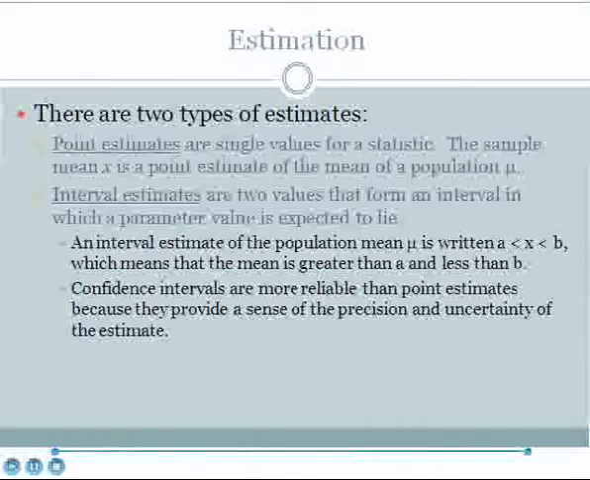An example of an interval estimate for a population mean mu is written A less than mu less than B, which means that the mean is greater than A but less than B. A confidence interval is more reliable than a point estimate because it provides a sense of the precision and uncertainty of the estimate.